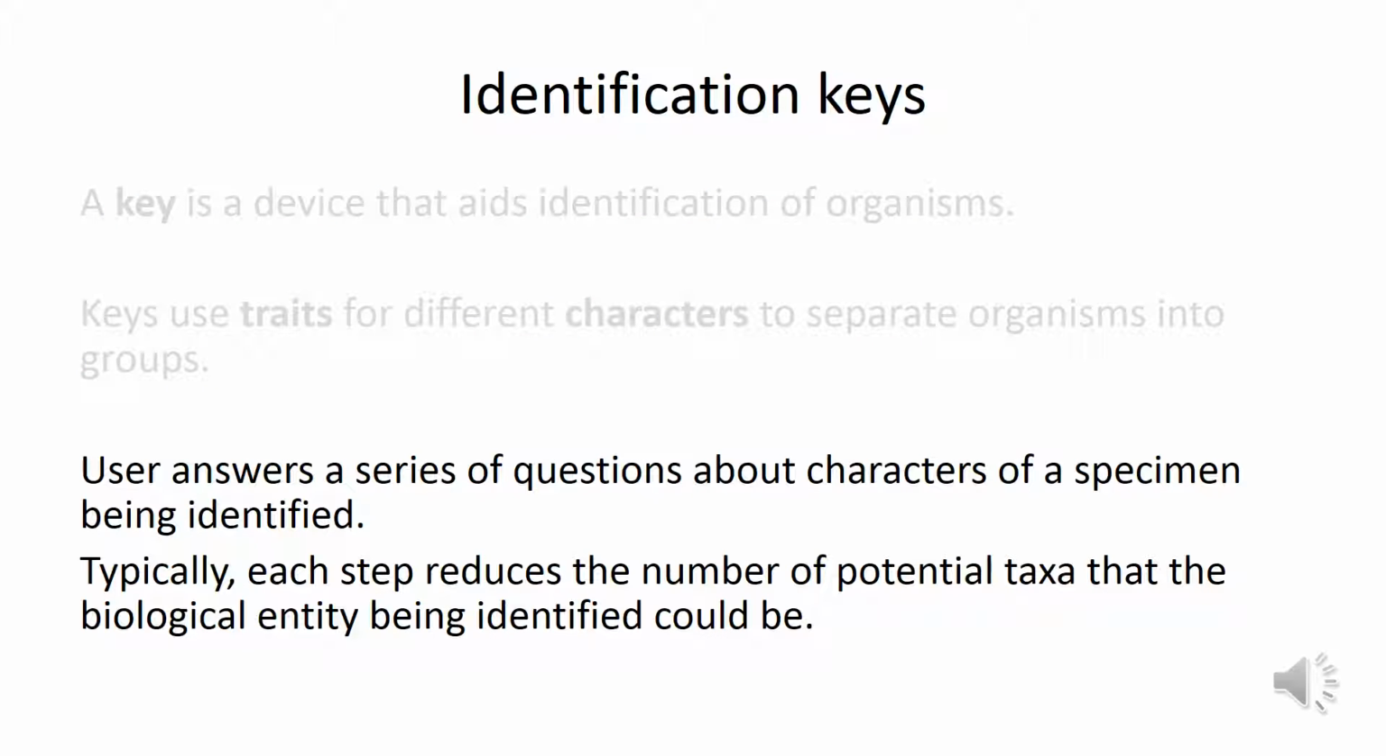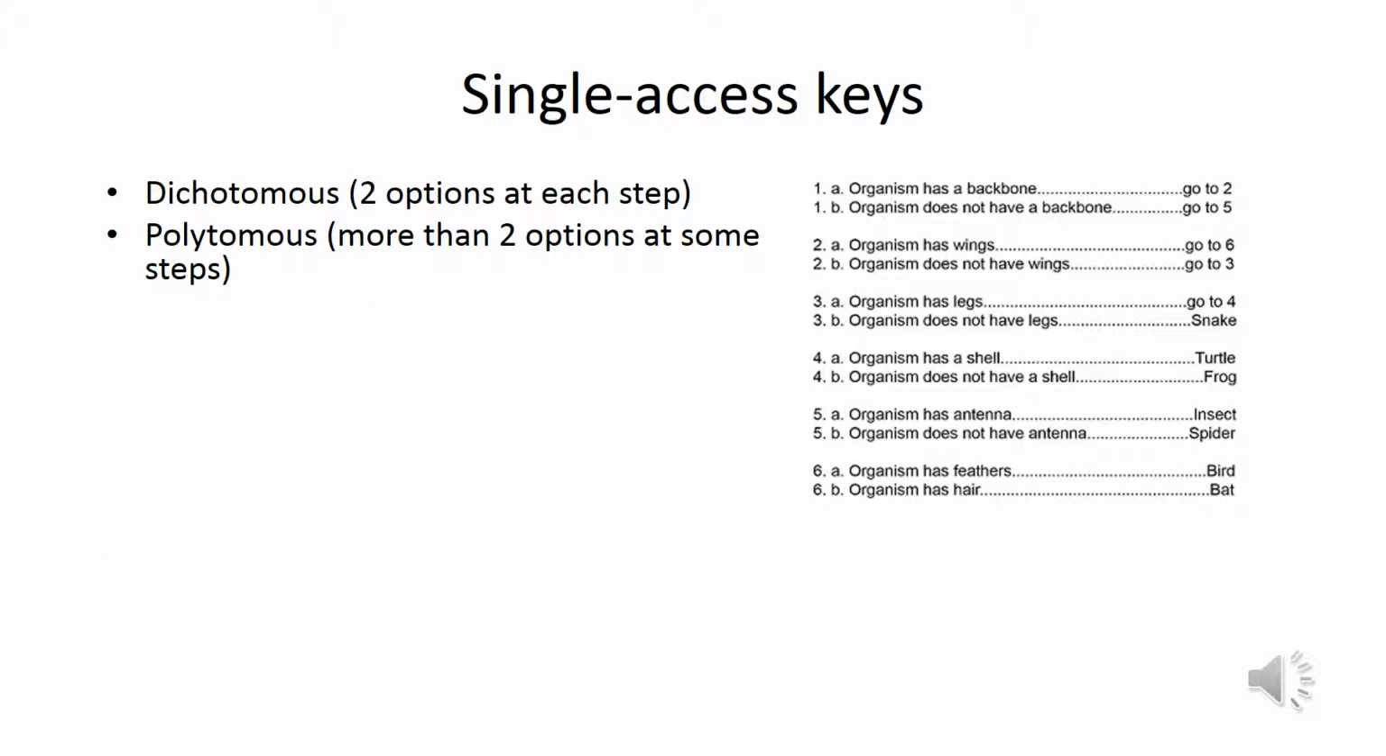The user of a key answers a series of questions about characters of a specimen being identified. Typically, each step in this series reduces the number of potential taxa that the biological entity being identified could be. One common type of key is a single-access key. Single-access keys have a single question to start with that leads to another question, to another question, to another question. The user goes through answering question by question until they finally get to an identification.